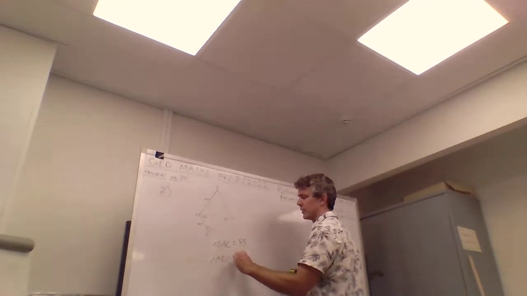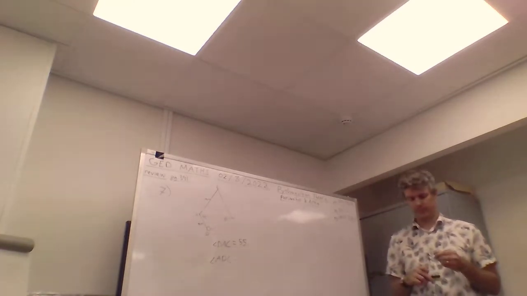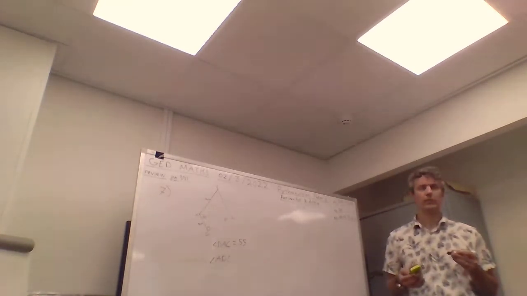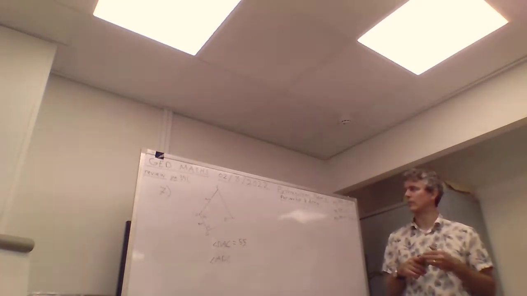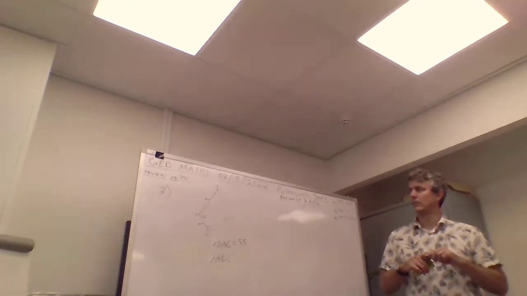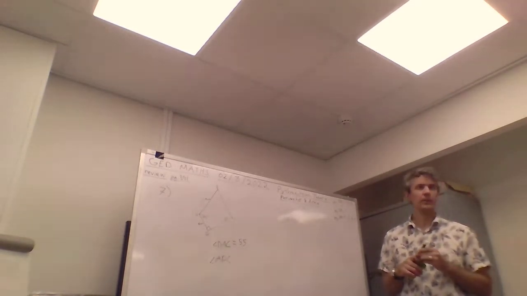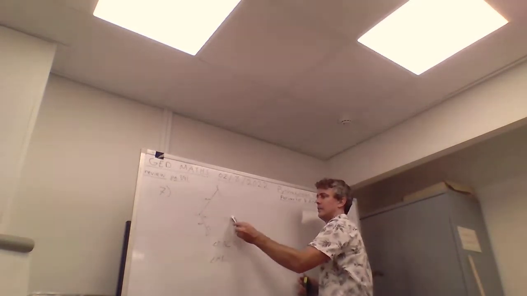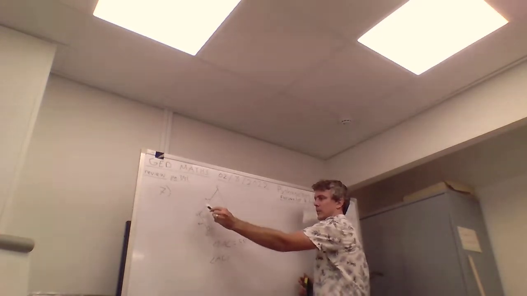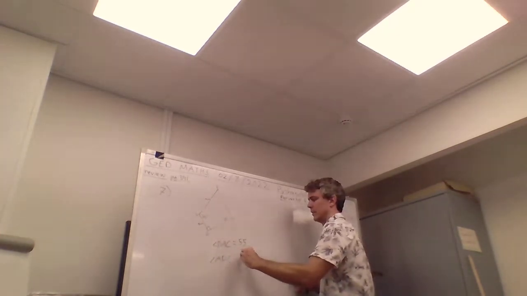ADC. What is angle ADC? It's 90. So you go A, D, C. So it's this one in between. Okay, so that's 90. I should put degrees, 90 degrees.